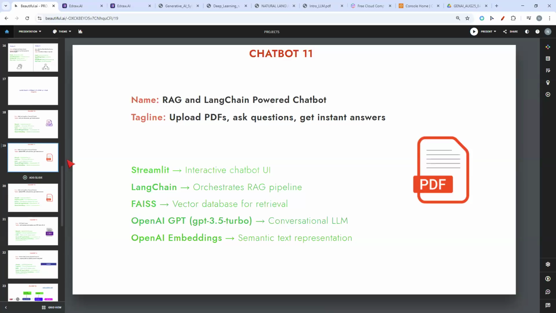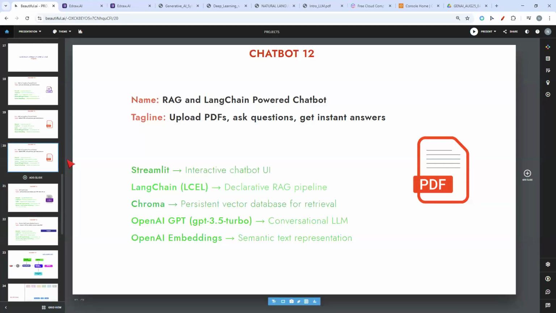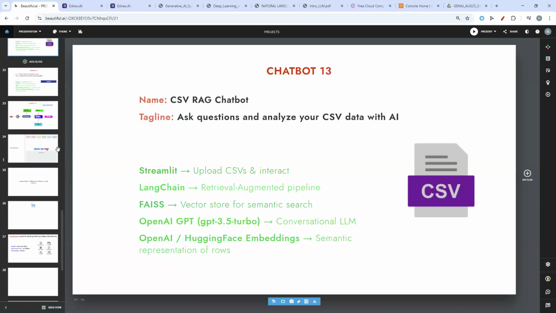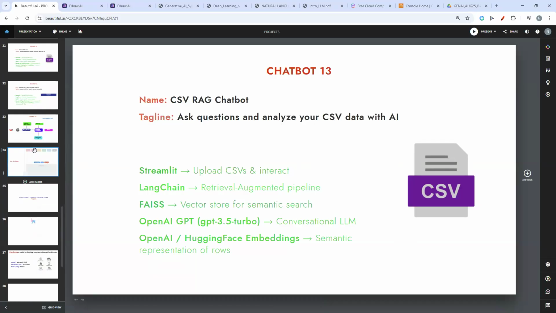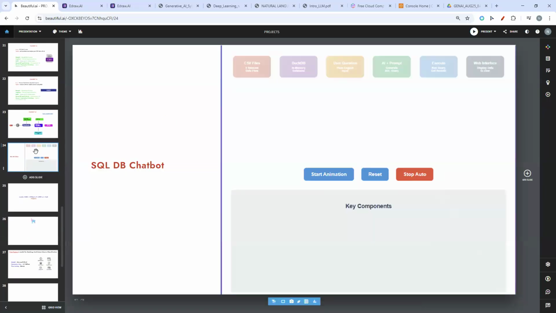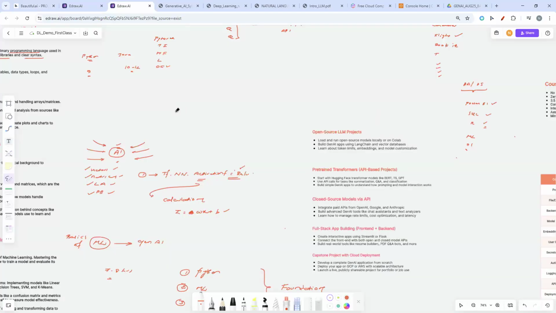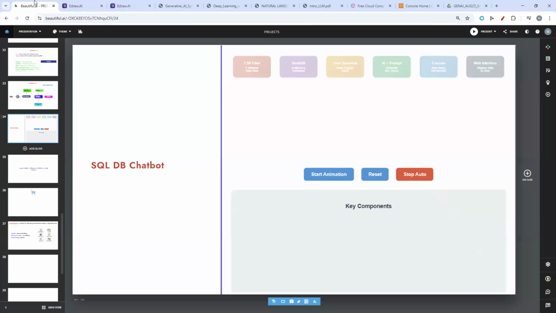So each of the chatbots, we are going to consider as a project. Not only in this particular program, wherever you look, all of the programs, when they say they are going to cover this many projects, it means that even a chatbot that you build and that is different from the previous one is considered as a project.